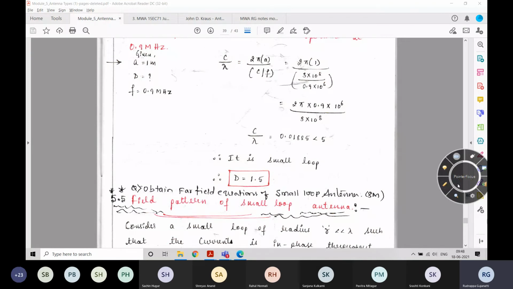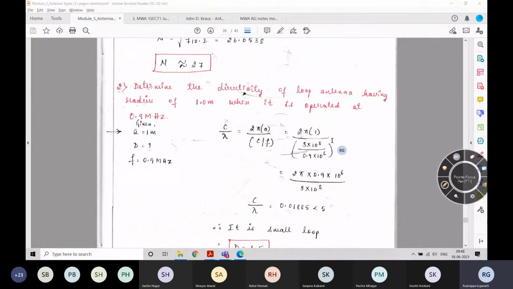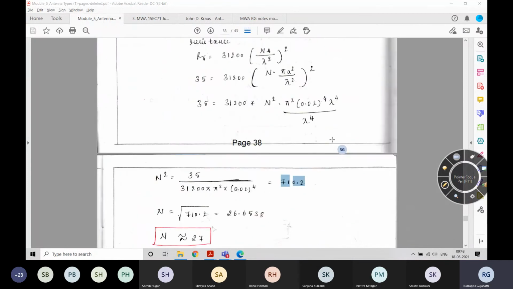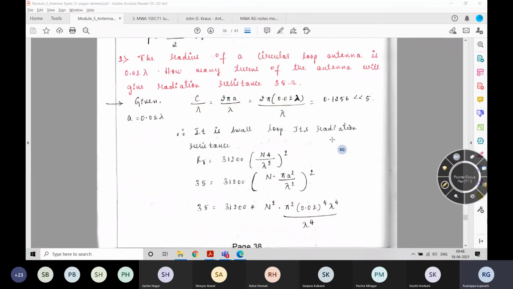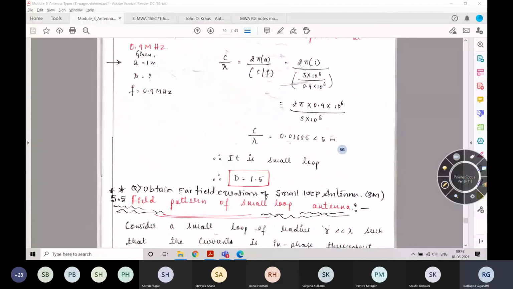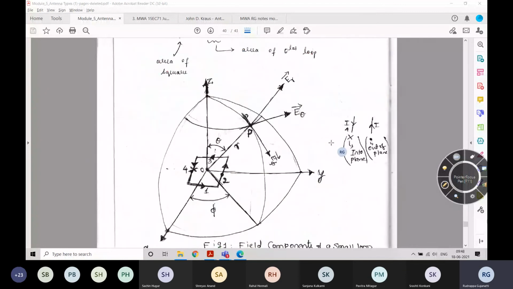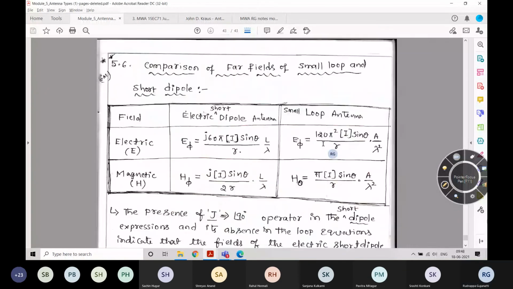Therefore, the directivity of the antenna specified here is equal to 1.5. If it were a large loop, then we would have to use the other equation that we had observed. So these are the two problems, pertaining to identifying the number of turns and identifying the directivity.